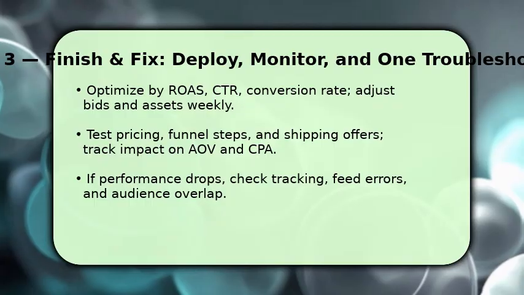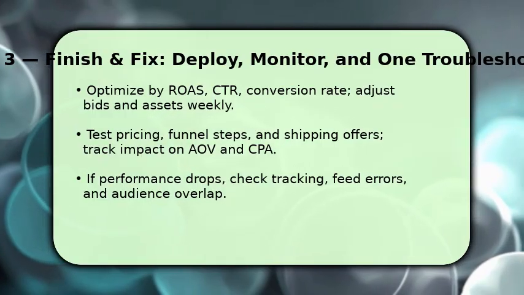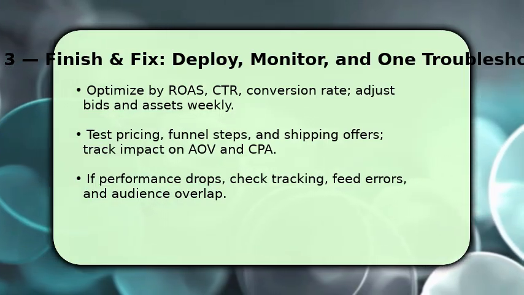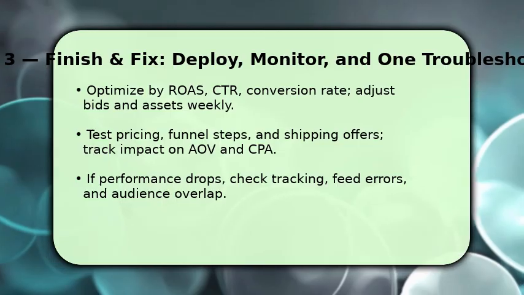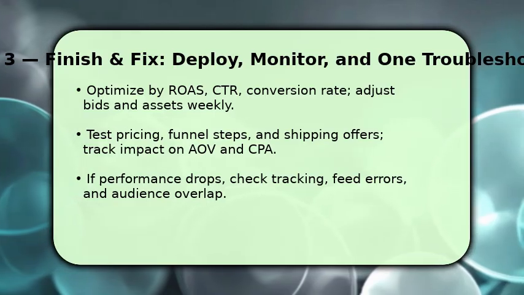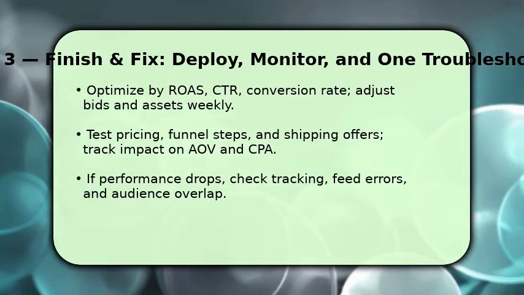Review CTR, cost per acquisition, and landing page behavior, then adjust bids and replace underperforming assets weekly. Test price points, bundle offers, and shipping thresholds to lift average order value. If you scale, set target ROAS rules and broaden audience signals gradually.